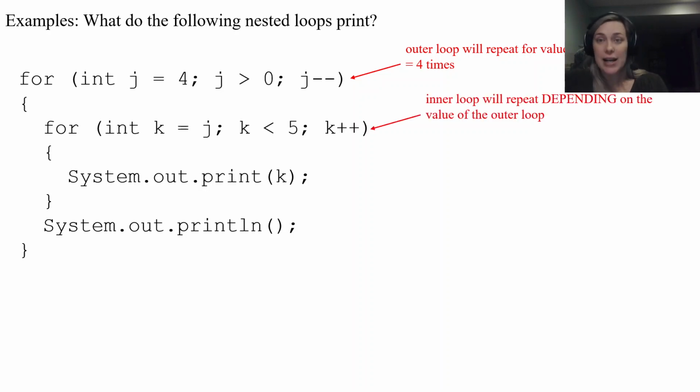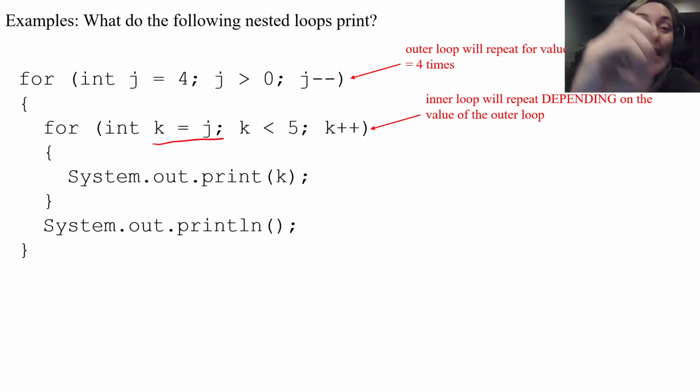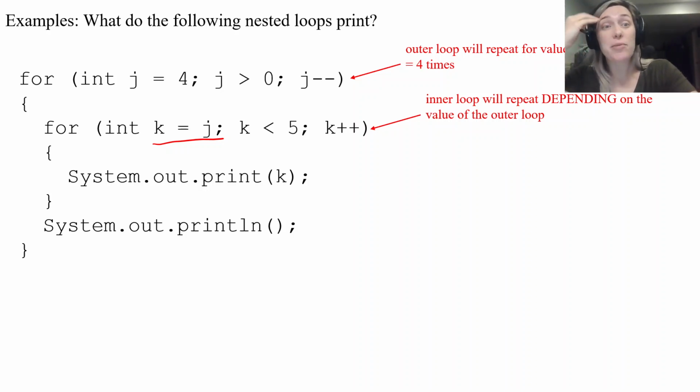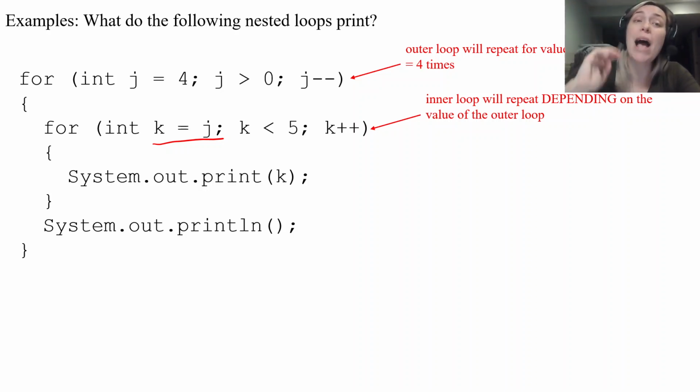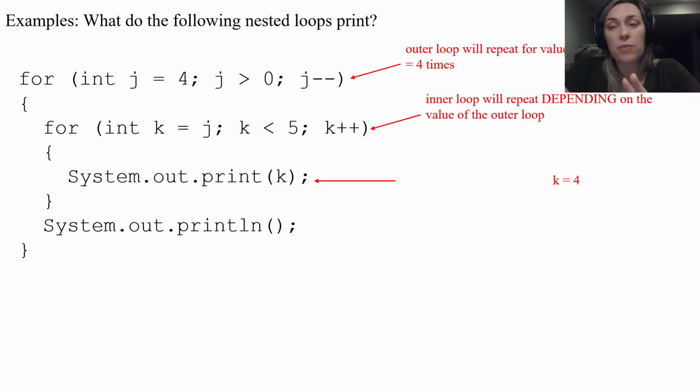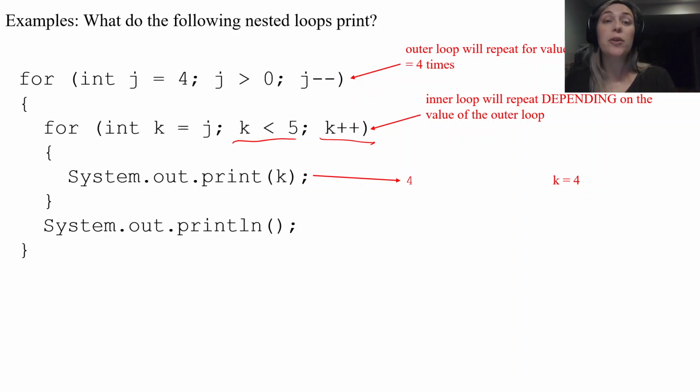The inner loop, however, will repeat depending on the value of the outer loop, because look at this. k equals j. For that declaration, k will always start off at whatever value of j you have. And then it'll print off k, whatever that number is. So let's start off: j is 4, so then k is 4. So k is 4, we print off a 4. k increases to 5. 5 is not less than 5. That loop ends. So I just printed off a 4.